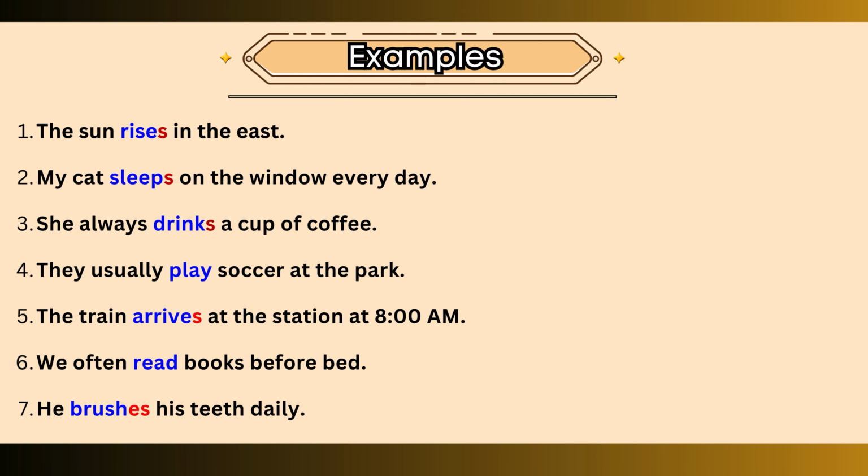Number 5, the train arrives at the station at 8 a.m. It's a fixed timetable or scheduled event, which is another usage of the present simple. And the train is singular, that's why we added s. Number 6, often, is a keyword for the present simple. The subject is we, so the verb is in infinitive.